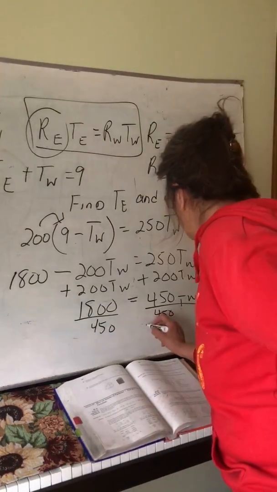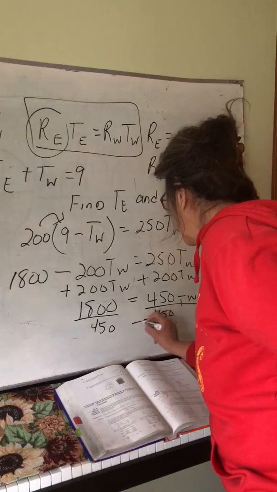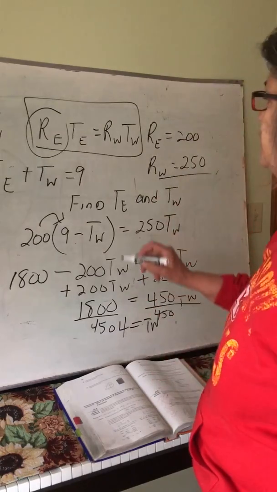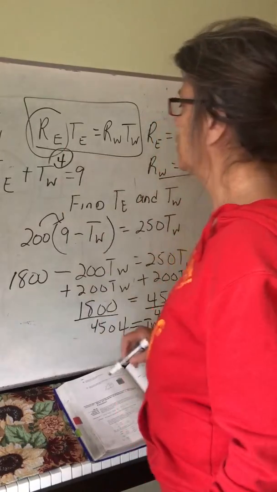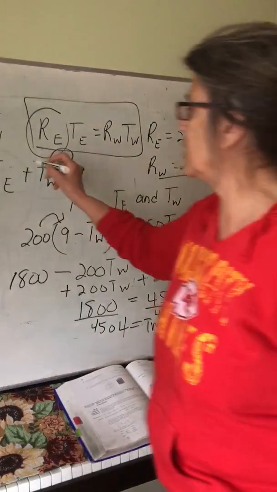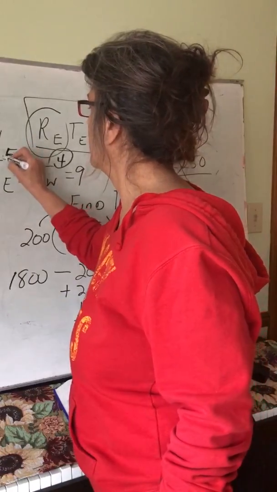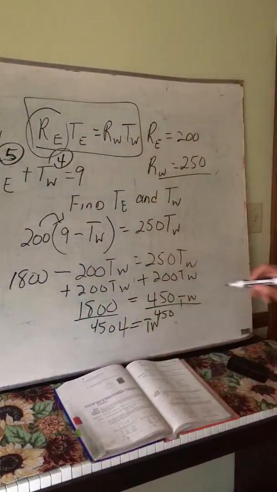TW is equal to 4. So when TW is equal to 4, go back up here to this equation. What is TE equal to? 5. Right? 5 plus 4, 9.